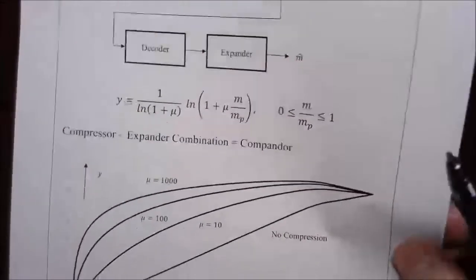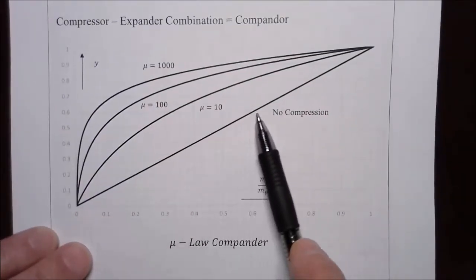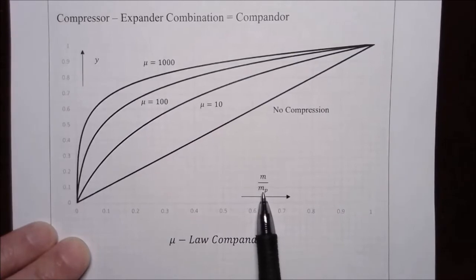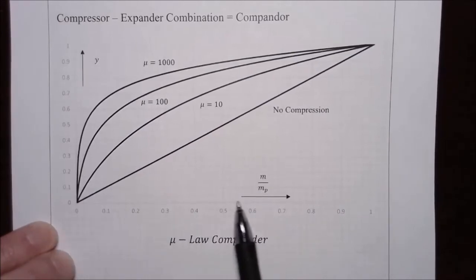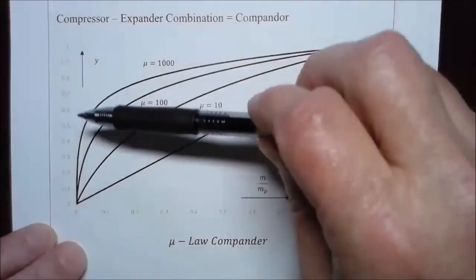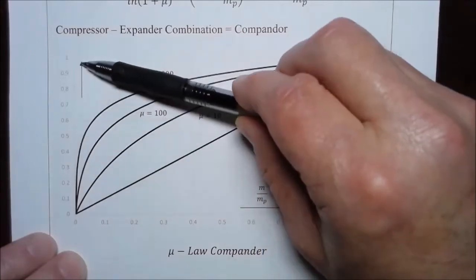And depending upon the value of mu, you can go from no compression at all. See, this is the ratio of the message value to the peak of the digitizer. That would go from 0 to 1. And here is the value of Y, the compressed value, which also goes from 0 to 1.